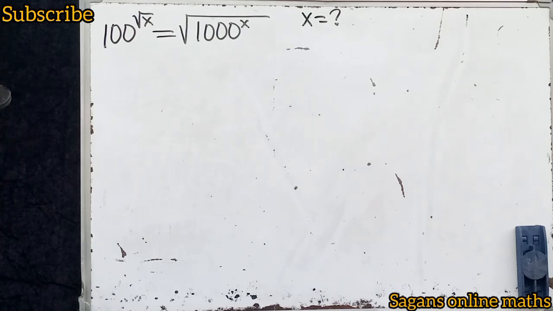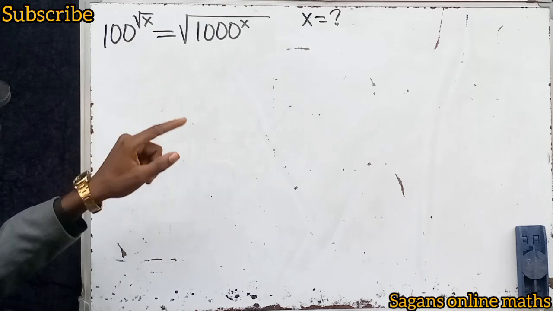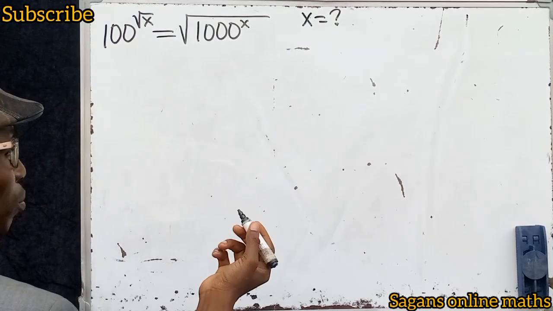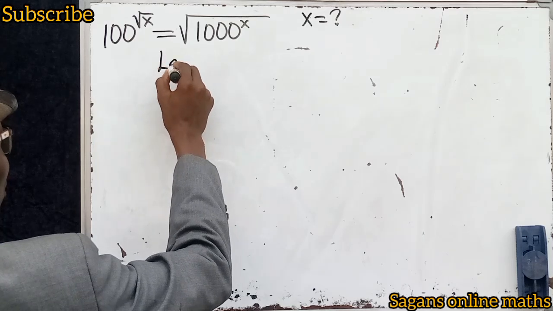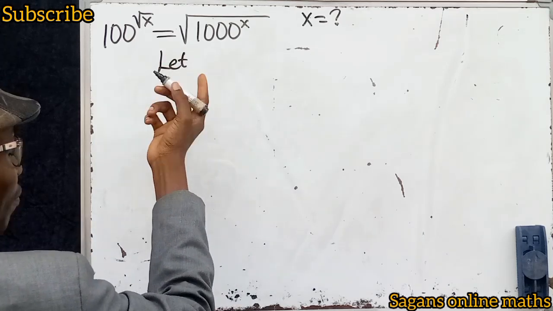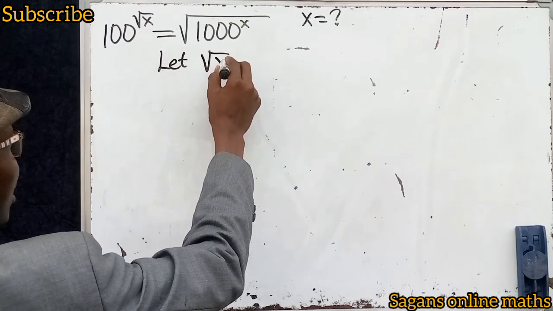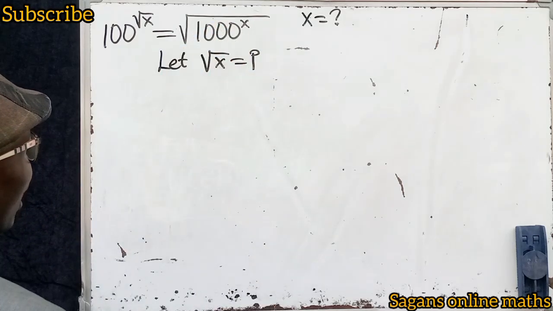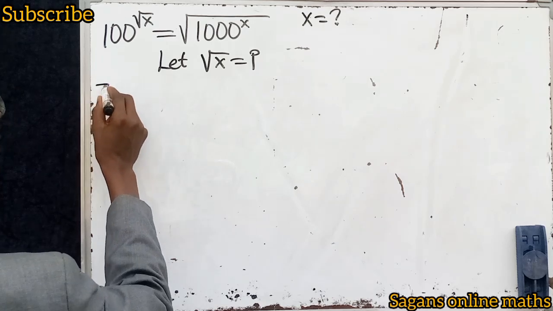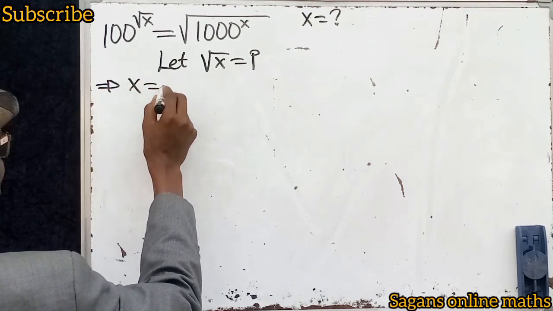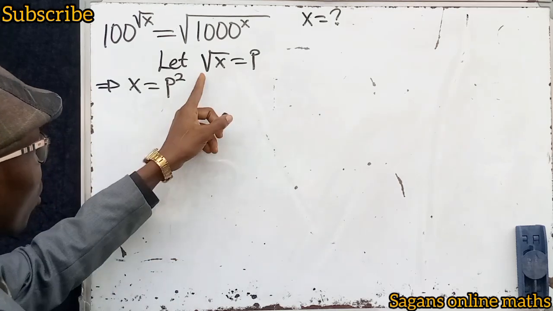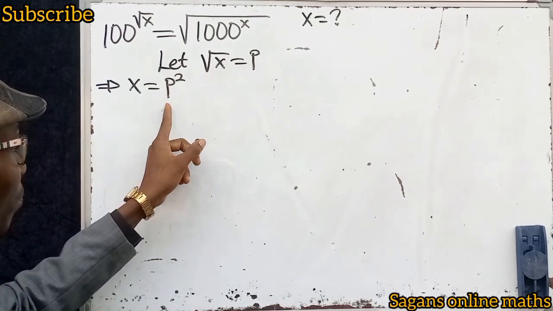Now what are we going to do in this problem? Our first step: we have root x here. We are not wrong in any way if we let root x be equal to any variable. Why are we doing that? So that it can be easier for us to find the value of x. Let root x equal p. I always prefer p. That means by making x the subject of the formula, x will be equal to p square, because by squaring both sides, you have x equals p square.